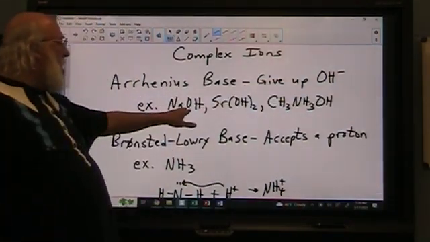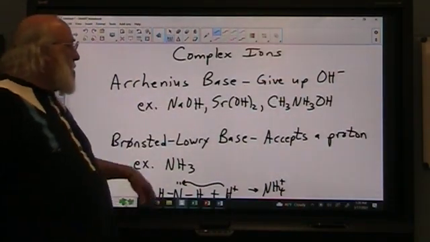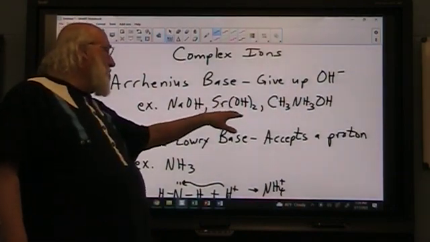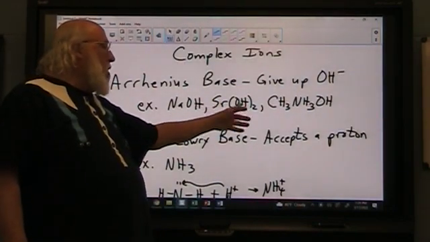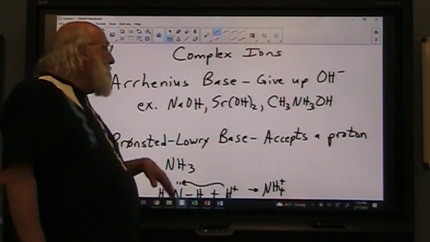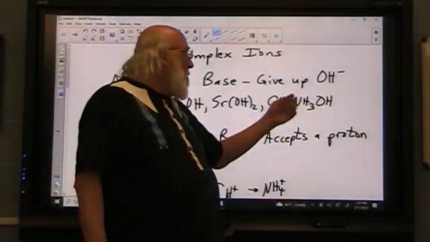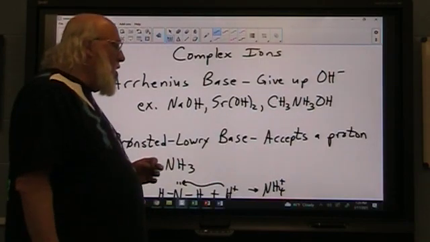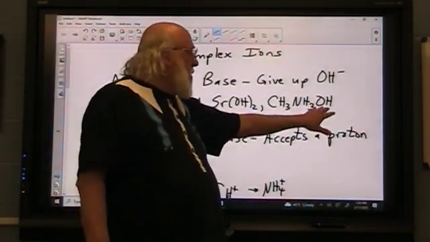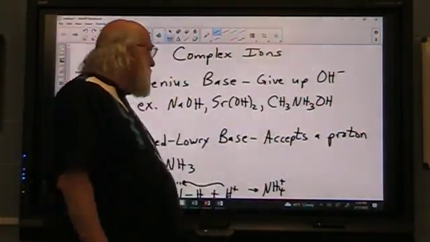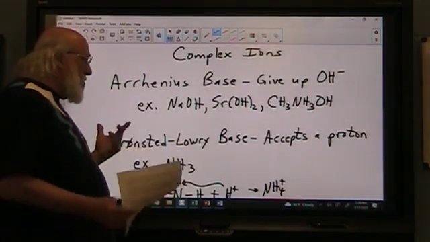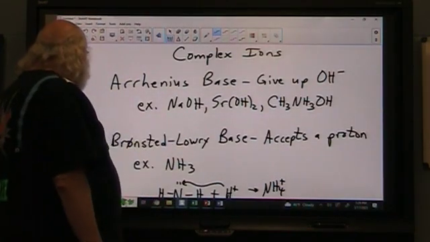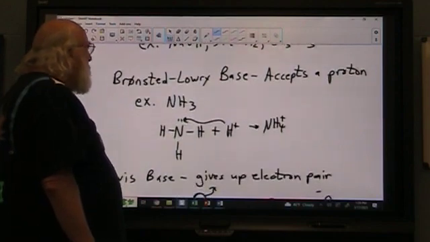Example, sodium hydroxide, where this OH comes off, and it's a strong base. This is another strong base, strontium hydroxide, where both OHs come off of that. This is a weak base, methyl ammonium hydroxide, a very weak base, but this OH is what comes off of that. So by the Arrhenius definition, that is giving up the hydroxide.